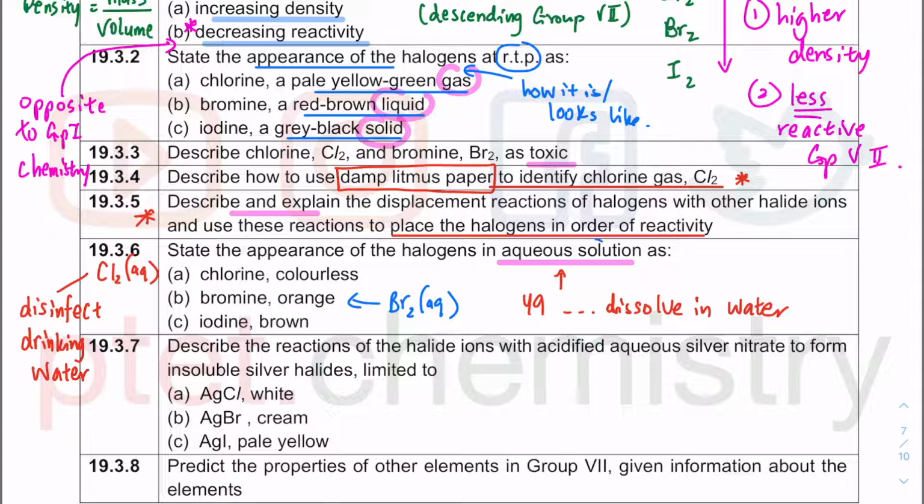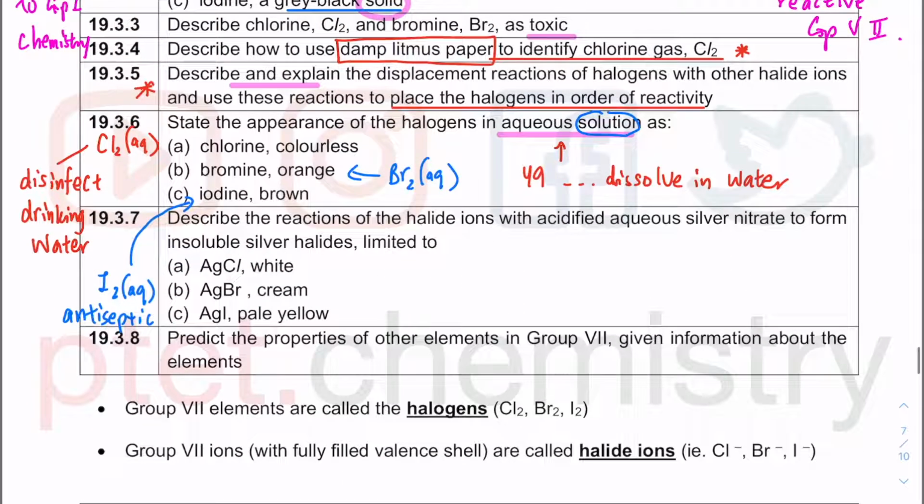So aqueous is also known as solution there. Iodine, as I mentioned, is the one where they stained your wound at a hospital, and they will put some brown solution on your wound because this is antiseptic. If you don't believe me, you can go and buy iodine solution. It will be brown solution.